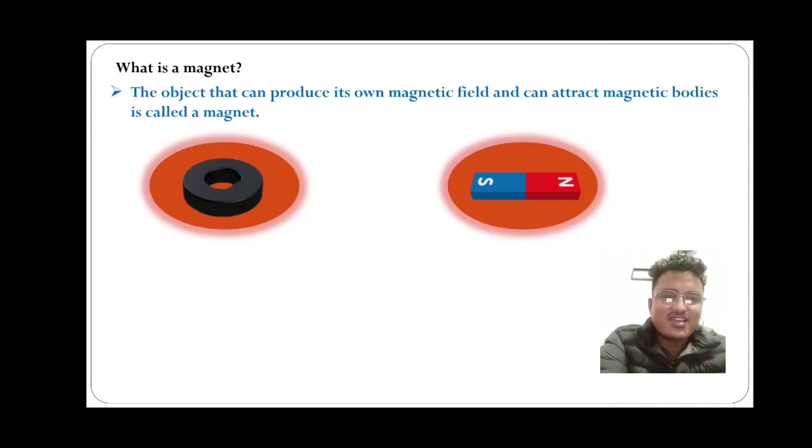Let's step further and learn more: the properties of a magnet. What makes a magnet so special and unique from other objects? What are the features behind it? Those things are studied under the properties of a magnet, which we also call magnetism. The first property, number one: magnets attract magnetic bodies, which we call iron.